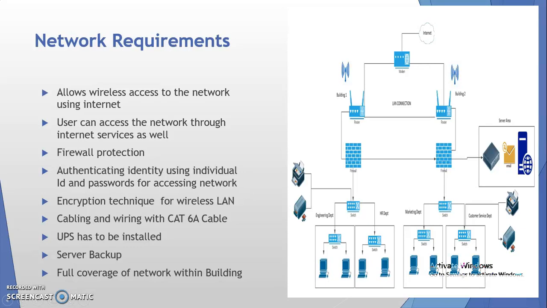Now the basic requirements for this type of connection are that users are allowed to access the network through internet services. Of course, there will be an authentication ID for users to individually access the network. There will be firewall protections and encryption techniques for wireless LAN. We will be using Cat6a cable for cabling and wiring. UPS will be installed for electricity surges, and server backups will back up the system and the data on a weekly and daily basis.